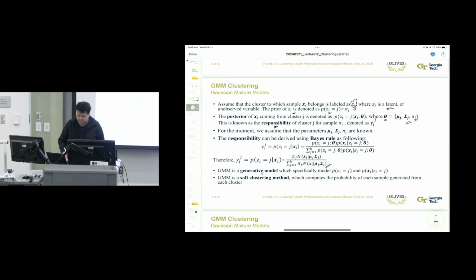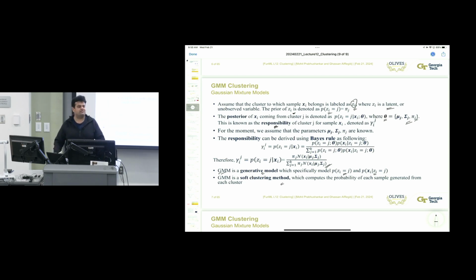Now, GMM is a generative model which specifically models P of Zj and P of Xi given Zj. We'll talk more about what this exact word means when we discuss neural networks. It's a little bit clearer over there. We have a specific encoder, and we'll get a latent representation over there, so it's much easier to understand this point of view. But just remember that GMMs are generative models that can generate new data since they have already modeled the underlying distribution of the data. Also, GMM is a soft clustering method.